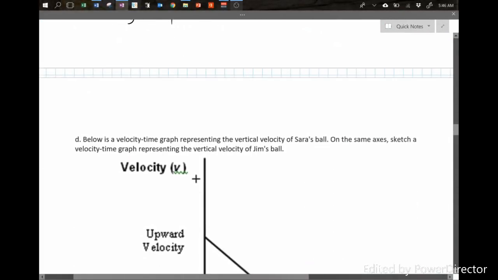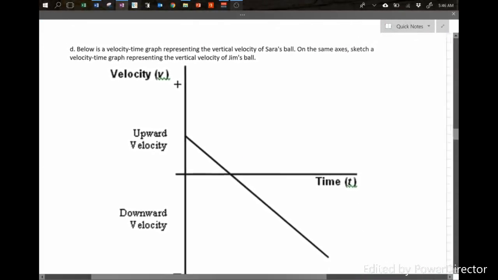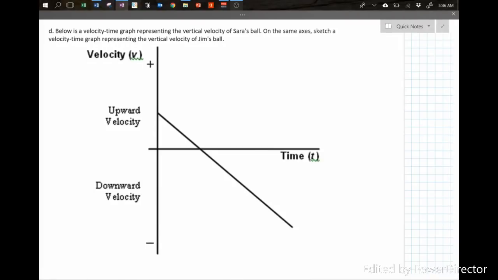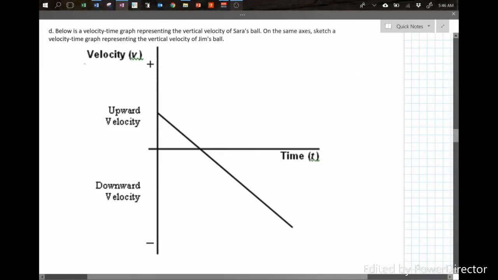Because this question isn't long enough, we've got a graph. Here's a graph representing the vertical velocity of Sarah's ball. On the same axis, sketch a graph of velocity versus time representing the vertical velocity of Jim's ball. So every time we see a graph, I want us to think about a couple of things. This is a velocity versus time graph, so what is the slope of this graph? What is the area of this graph?